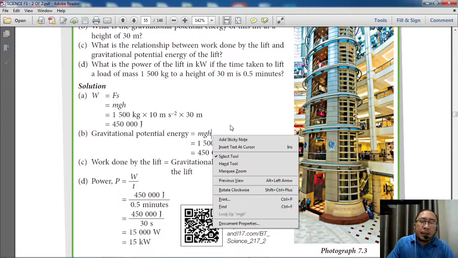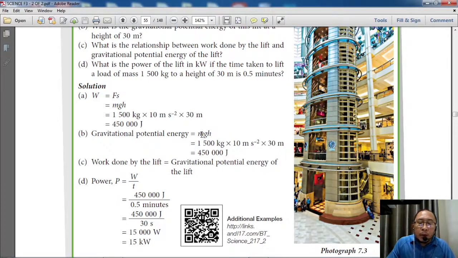So for gravitational potential energy, the formula is given here: mgh, that is equivalent to the weight of any object that is moved times height. So m refers to the mass, g refers to the acceleration of gravity, and h is height. This is the formula that should be used to calculate gravitational potential energy.